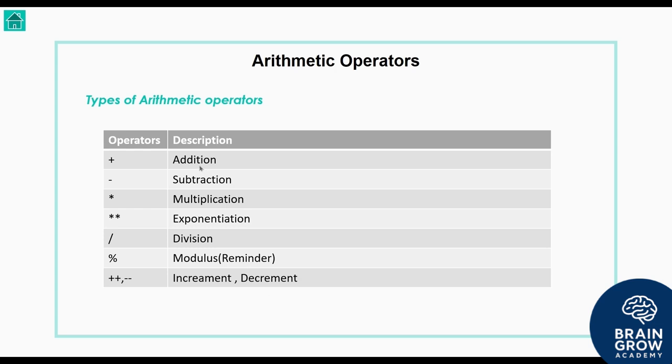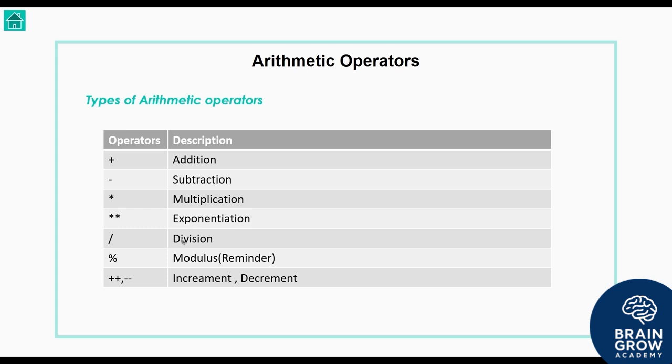Alright, so the addition is basically used to add two numbers. The subtraction is used for minus, like to subtract one number from the other. Then the multiplication is used to multiply numbers. And then we have the exponentiation operator, like asterisk and asterisk, which returns the result of raising the first operand to the power of the second operand. It is equivalent to Math.pow, except that it also accepts BigInts as operands.